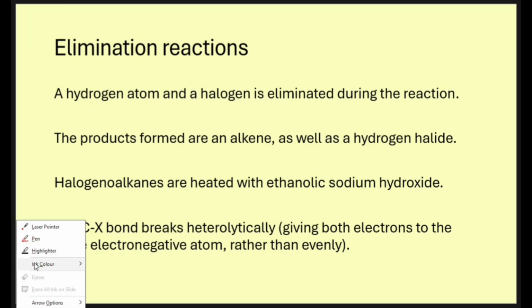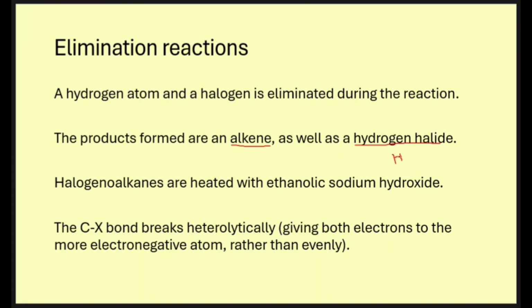Elimination reactions. In elimination reactions, a hydrogen atom and a halogen is eliminated during the reaction. The products formed are an alkene as well as a hydrogen halide. So that just looks something like HBr, or you could have HCl. So just a hydrogen attached to a halogen.